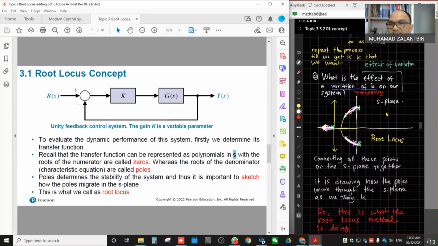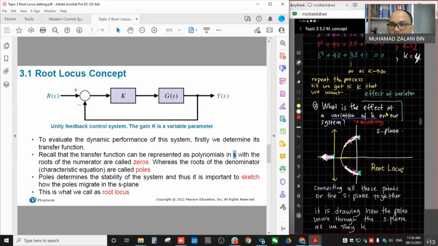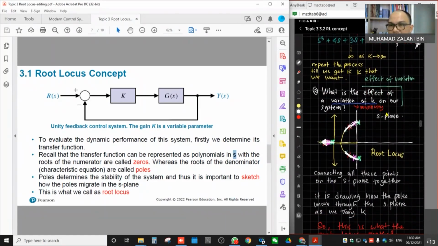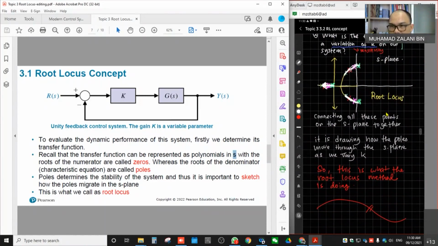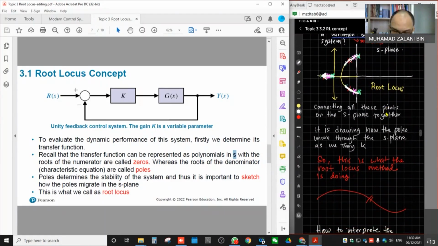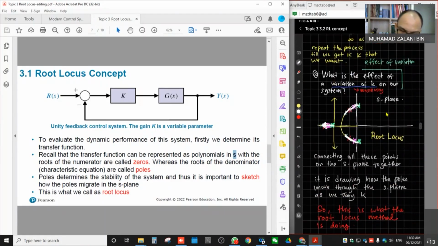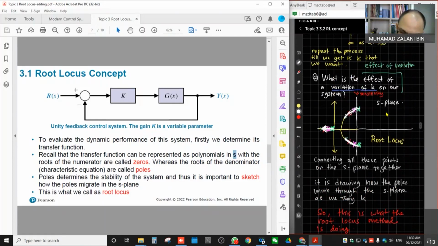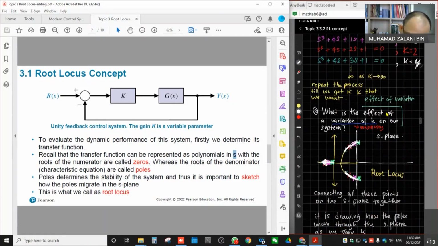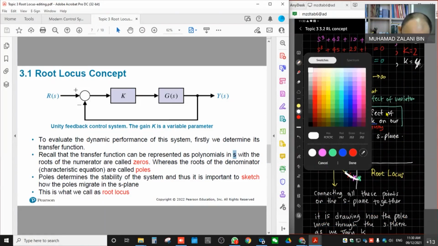Now, what is the effect of variation of K on our system, which is the sensitivity? In terms of sensitivity, tadi saya capai satu point yang mana saya punya system dah cukup stable lah. Saya buat tukar color sikit. Warna mana kan? Habis color dah. Yailah, habis color orange lah.